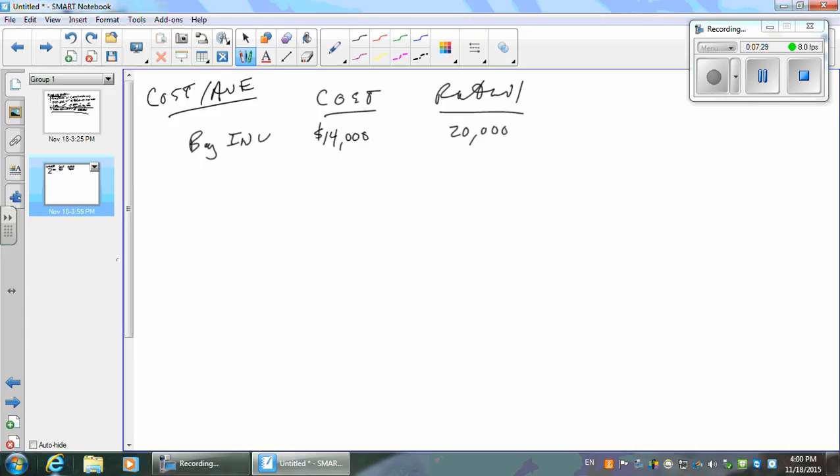What is their beginning cost to retail percentage? Here we won't use it. When we get to LIFO, we will. 70%. That means something I bought for 70 cents sells for $1, right? Okay, cost is 70% of the sales price.